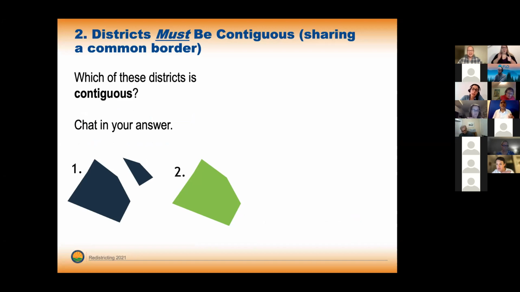The second guideline is that districts must be contiguous, which means sharing a common border. Based on that definition, which of these two districts on the screen is contiguous? These are imaginary districts. You can chat in your answer. Is it number 1 or is it number 2? I'll give a moment for everyone to chat in.